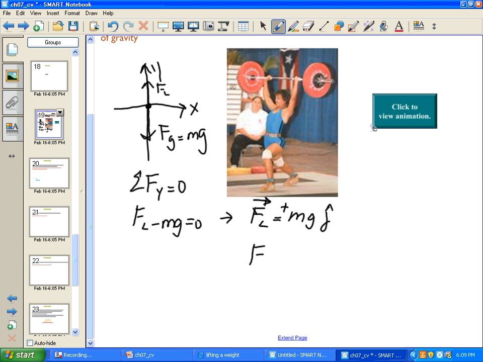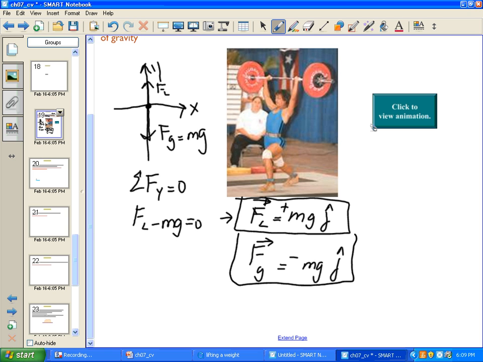On the other hand, F sub g, the force of gravity, also has a magnitude of mg, but because it is directed downwards, see now that we are giving the directions in terms of the unit vectors, we see the sign of the values of these forces.